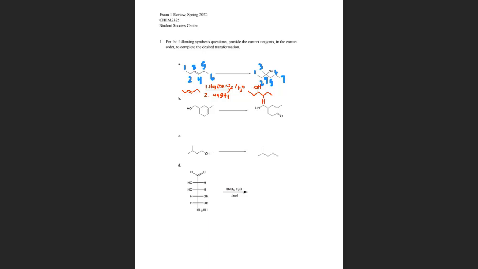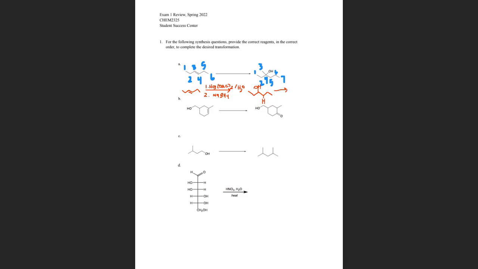Then we're still trying to get to a tertiary alcohol, and right now we're only at a secondary. So if you guys remember, we can do an oxidation and then a Grignard reagent in order to make that secondary alcohol go to a tertiary alcohol. So I'll go ahead and draw that out.